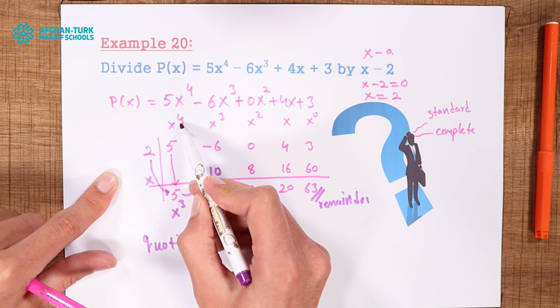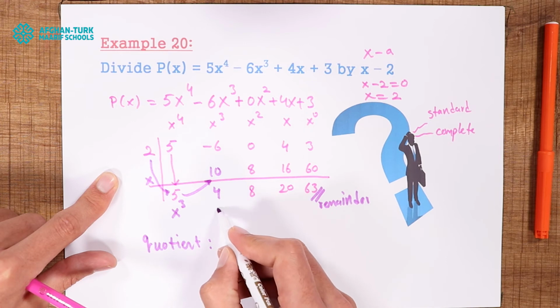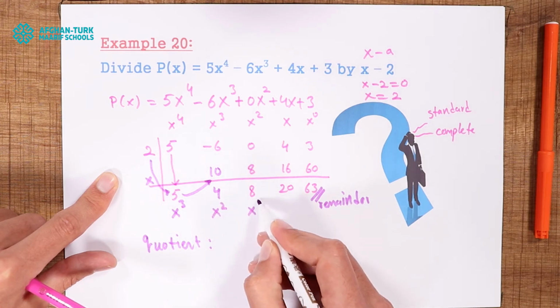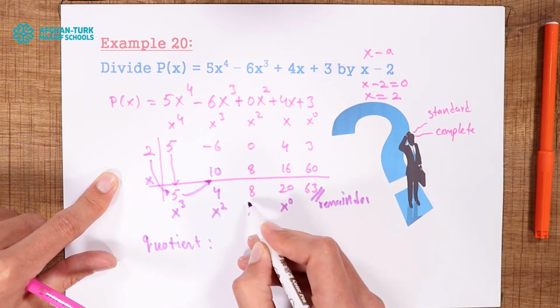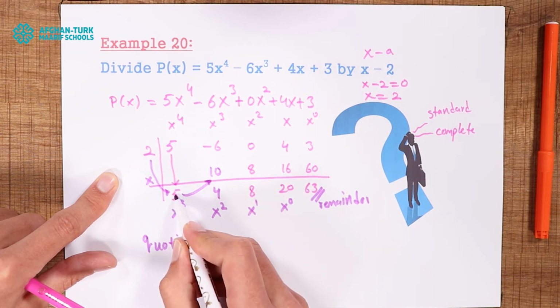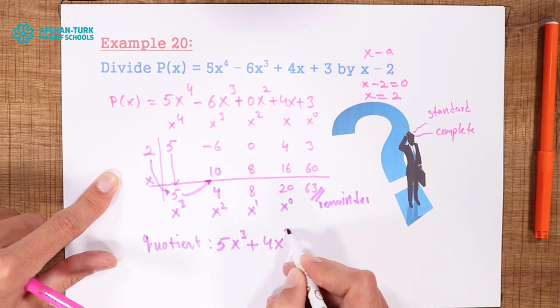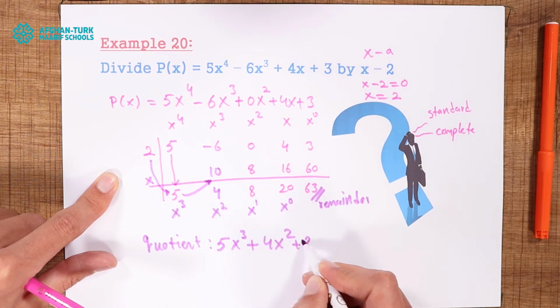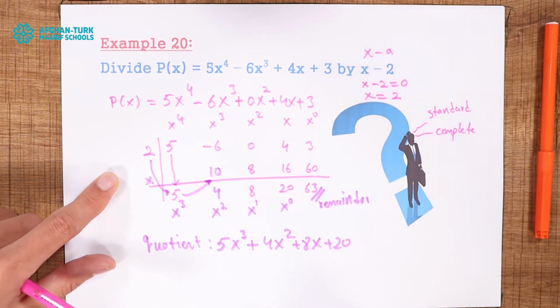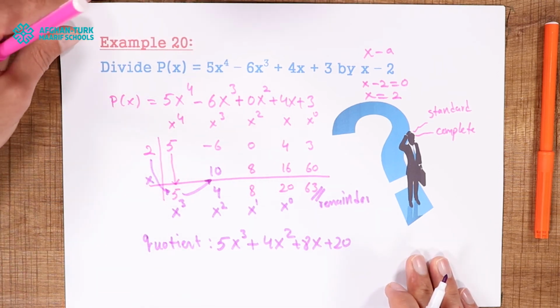In here we have x to the power of 4. 1 less than 4 is 3. 1 less than 3 is 2. And after that, x to the power of 1 and x to the power of 0. As a result, the quotient of this operation will be 5 is the coefficient, and x to the power of 3 is the variable and power, plus 4x to the power of 2 plus 8x plus 20 as the quotient or the result of this operation.